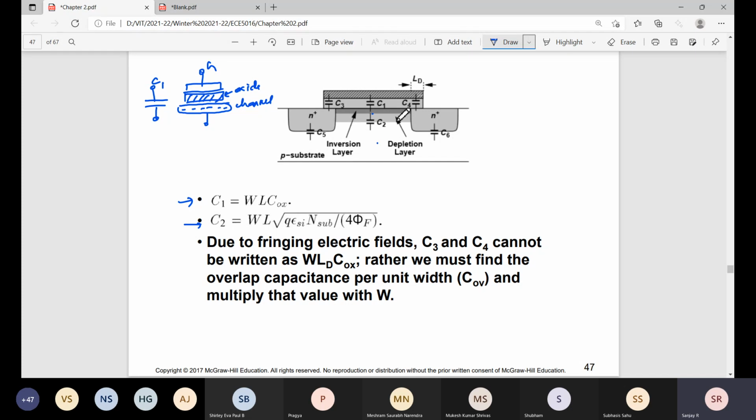Now we'll come to overlap, C3, C4. What is happening in C3, C4 is due to overlapping. So what is the overlapping length? L overlap. So simply W, there is also an oxide layer there, some small. So W, Cox, in terms of the overlap length, L overlap.